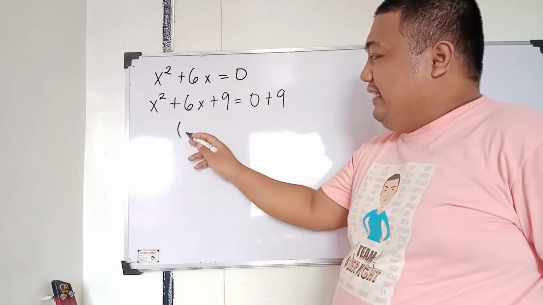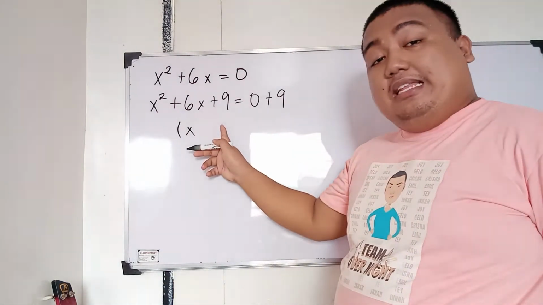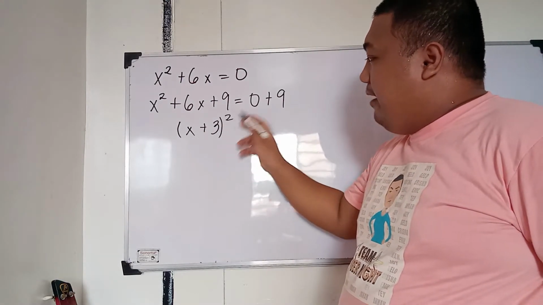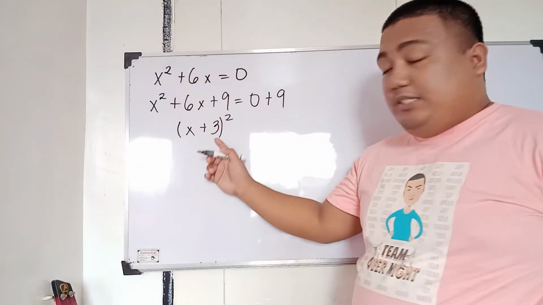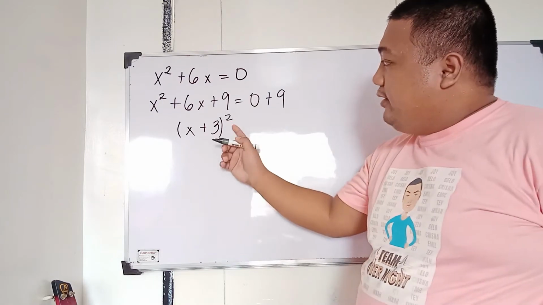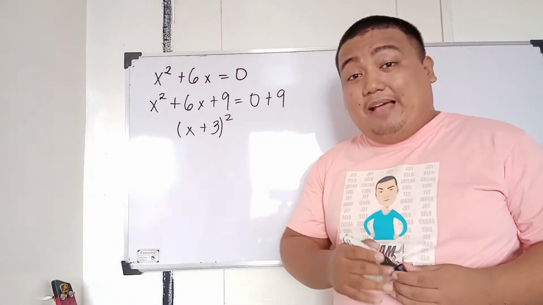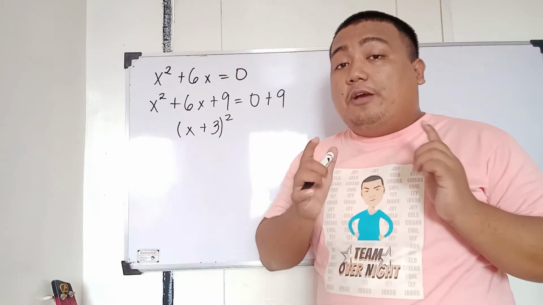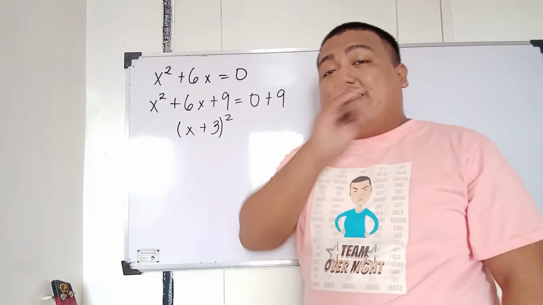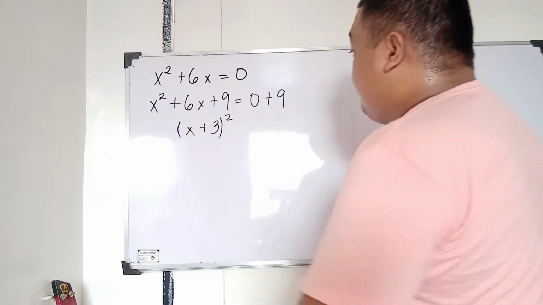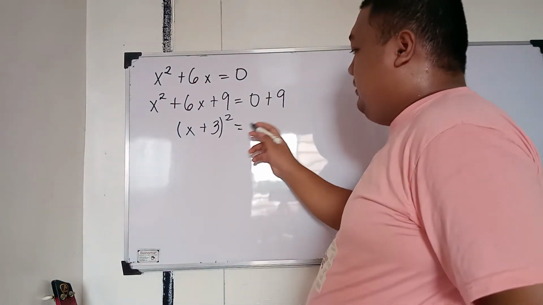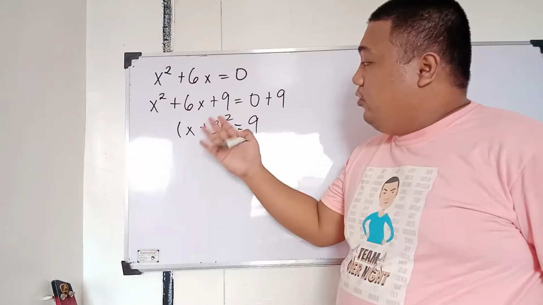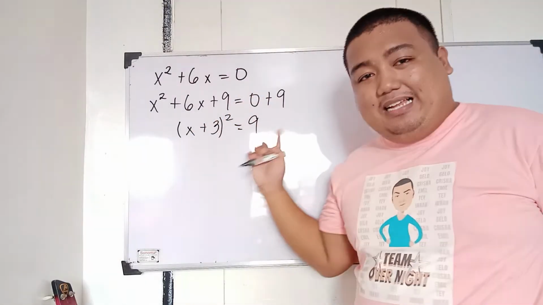Square root ni x squared, that is x. Square root ni 9, that is 3. Then raise it to the second power. Let's check. X times 3, 3x. Times 2, 6x. Di ba ganyan yung process of getting the factor of perfect square trinomial? Kung hindi pa gets, tignan ang description sa taas. Equals 0 plus 9, that is 9. So, x plus 3 squared equals 9.